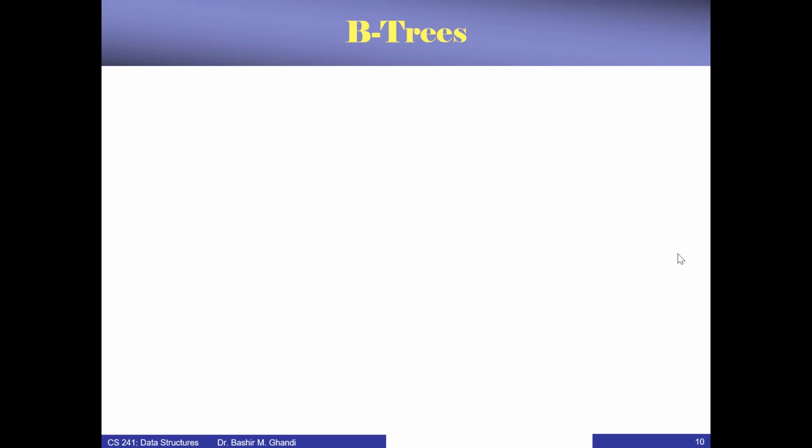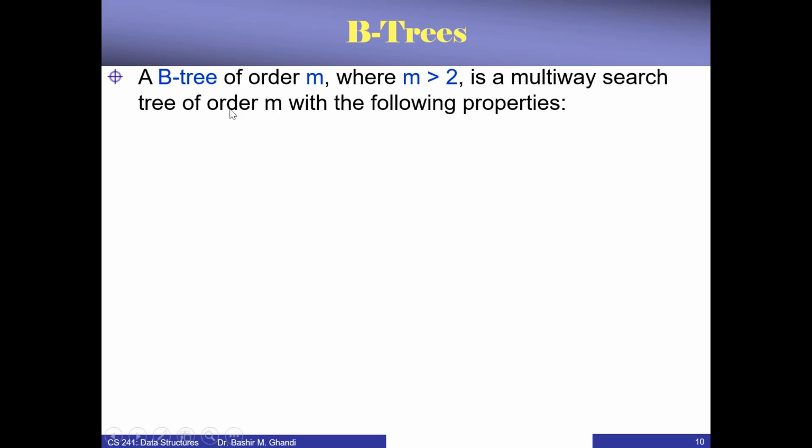So what are B trees? A B tree of order M, where M is greater than 2. Notice here, if it is 2, then it is just binary. We don't want a binary tree. It has to be greater than 2. It's a multi-way search tree of order M with the following properties.